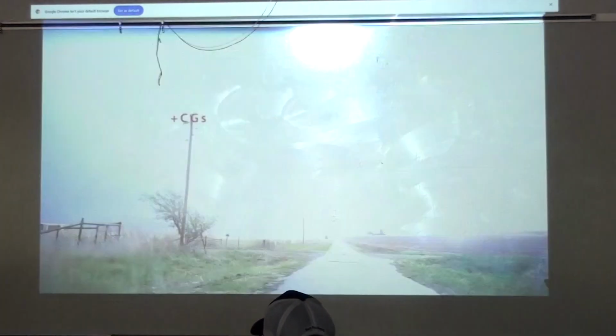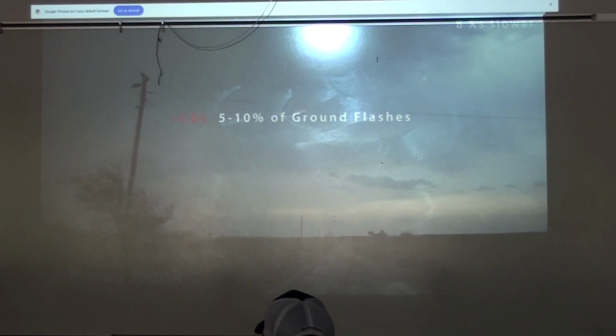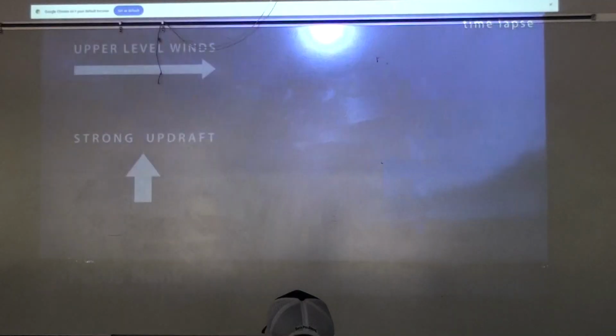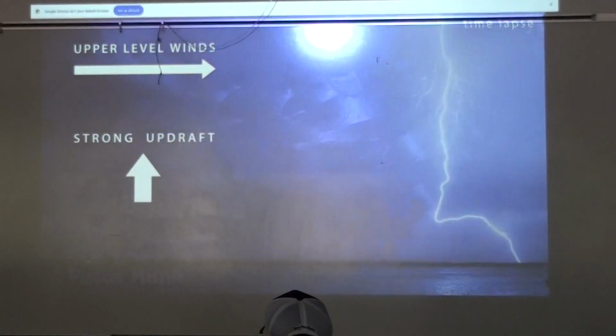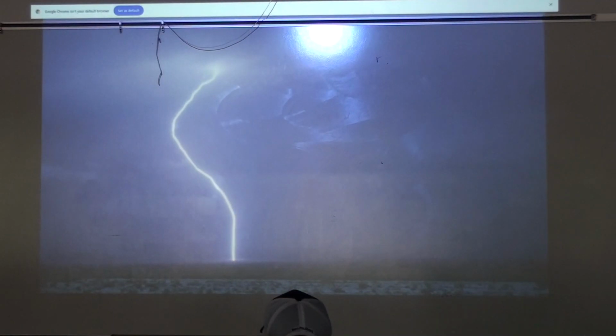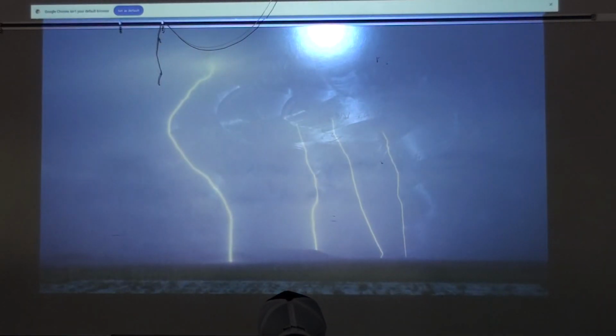Positive CGs only account for about 5 to 10% of all ground flashes worldwide, but in Tornado Alley, they are an atypically common sight. I tend to see them just downstream of strong storm updrafts. Many of these positive CGs have a strange, smooth, and fluid channel near the ground due to a lack of branching in strong positive leaders. We refer to this as smooth channel lightning.